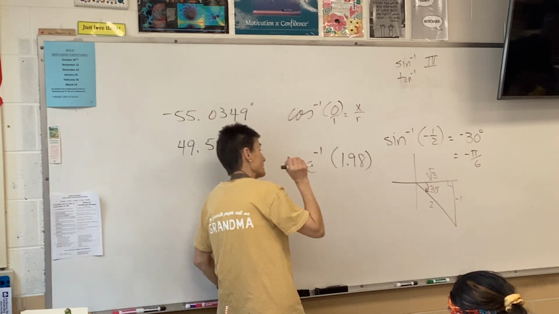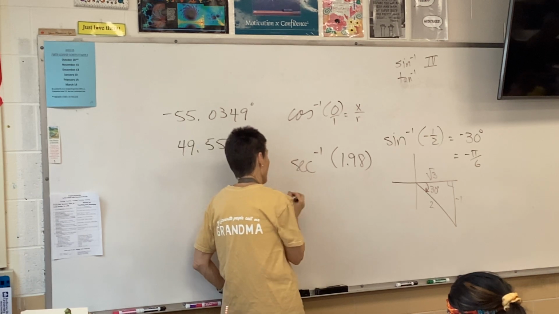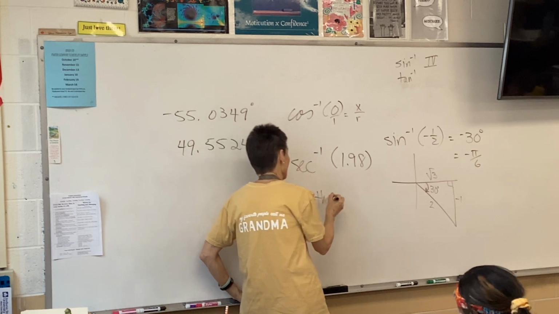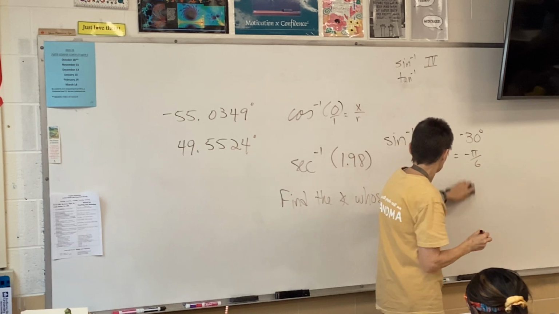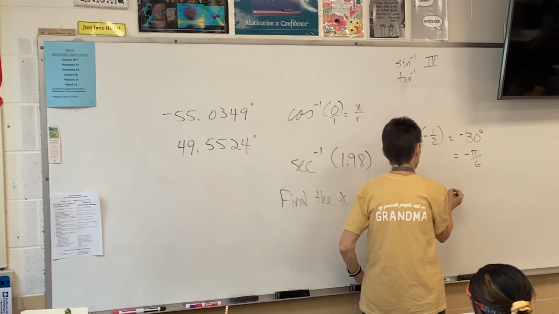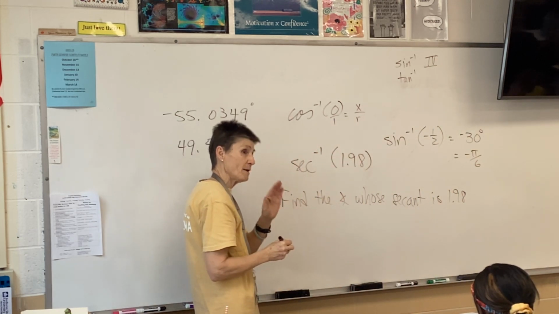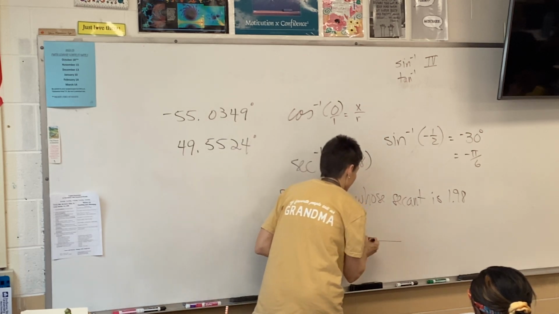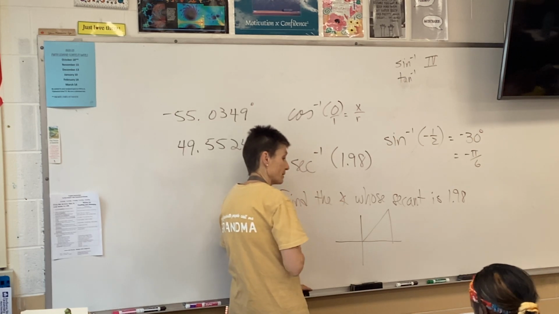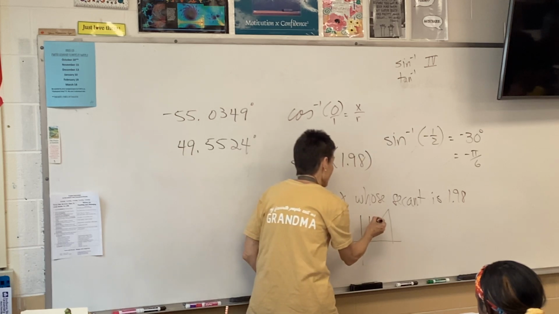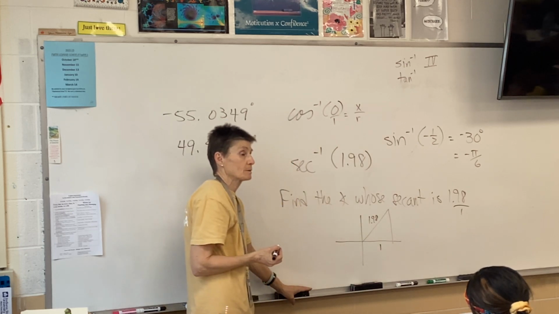So this is where it is extremely important that you remember what it is you are doing. You are finding the angle whose secant is 1.98. If you were going to draw a picture of that, what is secant in terms of the sides of the triangle? Secant is hypotenuse over adjacent. You thought of that as a fraction.